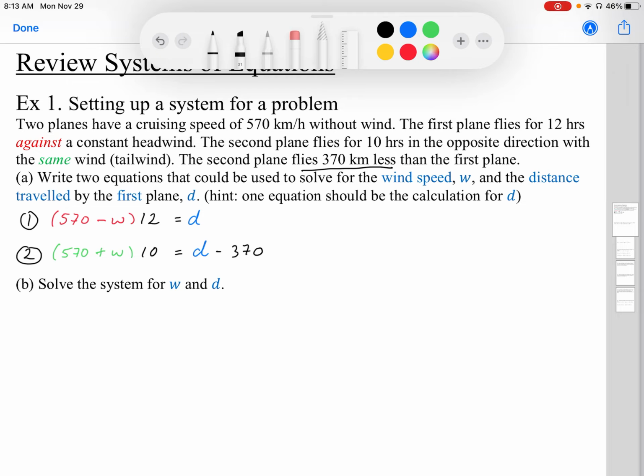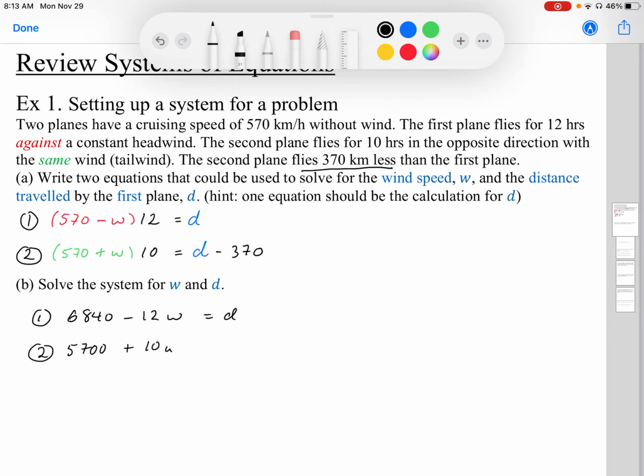So I'm going to, first of all, multiply through with that 12. So equation 1 looks like this. It's going to be 12 times 570, which gives us 6840 kilometers minus 12 times W is equal to D. I'm going to do the same for equation 2, multiply that through, we get 5,700 kilometers plus 10 hours times the wind speed is equal to the distance minus 370.